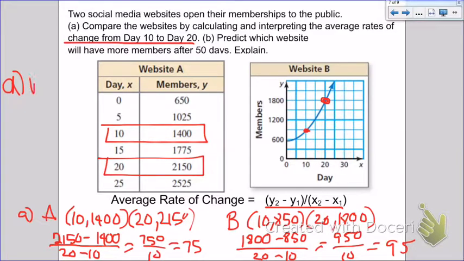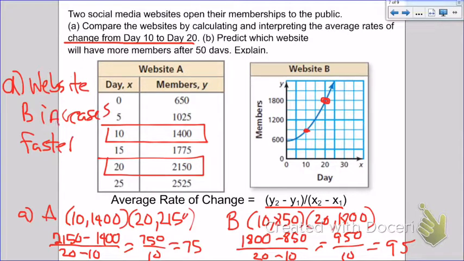So basically, for part A, we would say that website B increases faster. And then question B says, predict which website will have more members after 50 days.